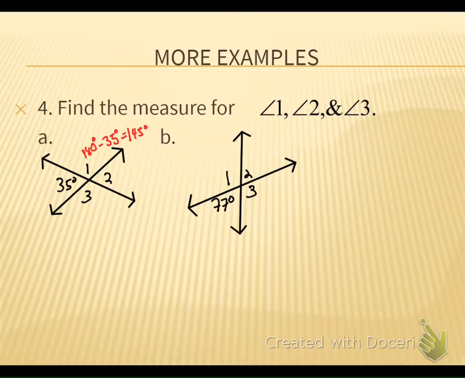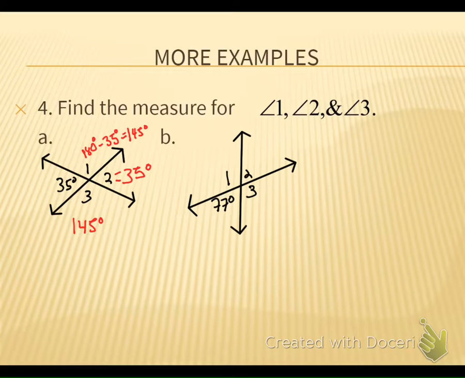Okay, so if we know this angle is 145, what does this angle have to be? We know it's 145 too because they're vertical angles. And then my last one we are going to find right here, what's this one going to have to be? 35 because they are, once again, vertical angles.